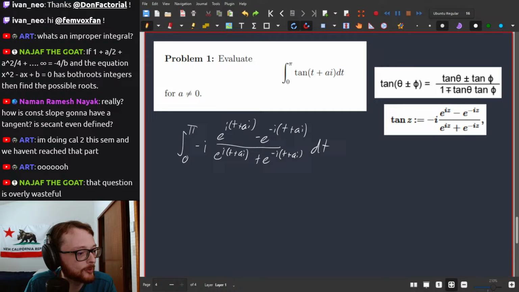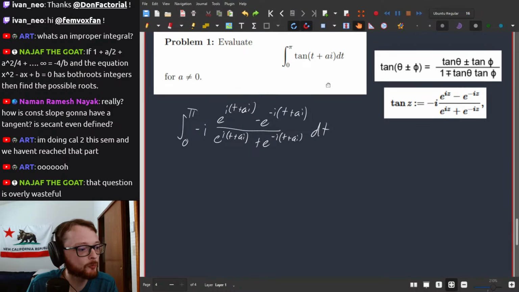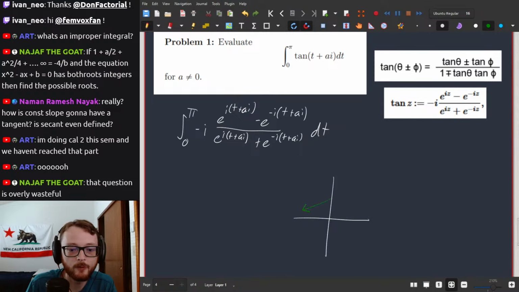Najaf, I'm not sure how to do that question. Naman, a constant slope just means it's a line. So any linear function has a constant slope.